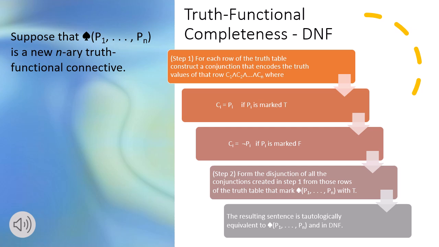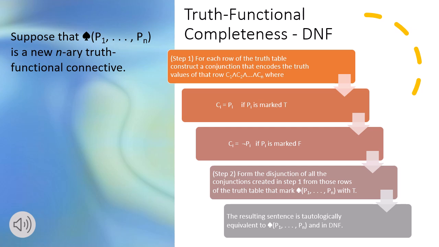All right, so let's describe the algorithm for constructing an equivalent sentence in DNF form for a given truth functional connective. It'll make more sense when we go through a couple of examples, but here we'll go through this two-step algorithm and outline the details before we try an example. Suppose we've been given a new n-ary truth functional connective that we denote by spade, with inputs P1 through Pn, and you can assume for the moment that those are atomic sentences.